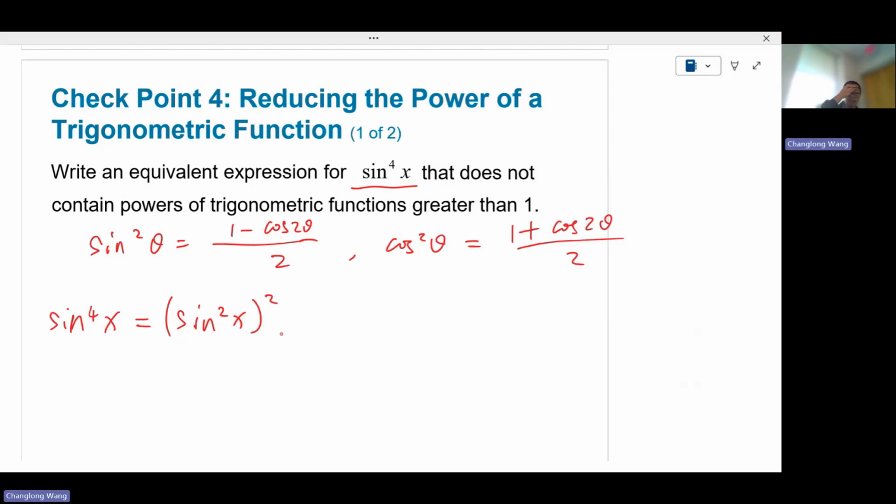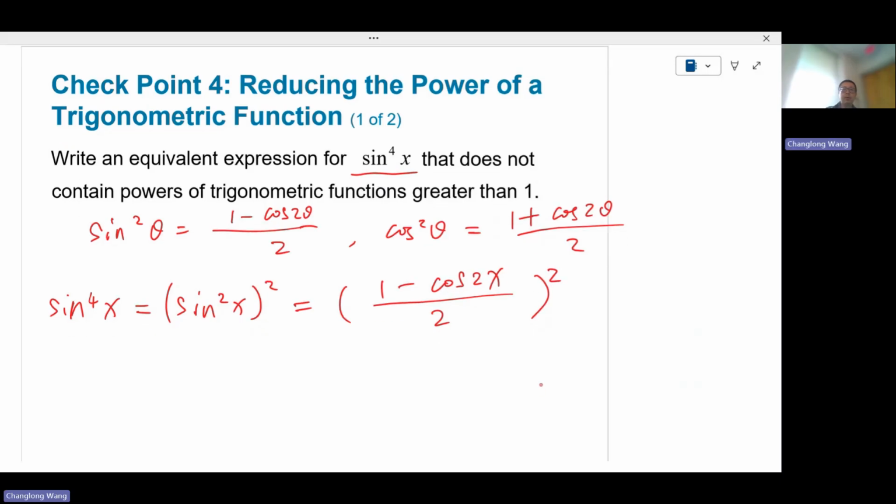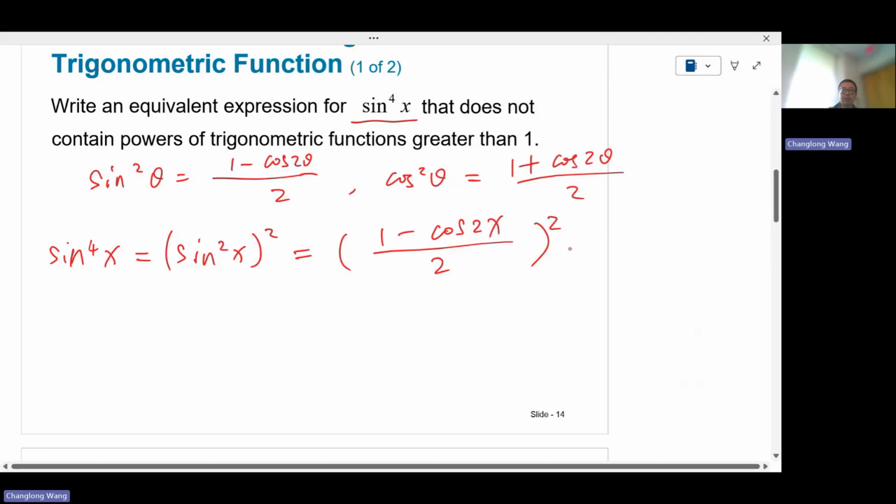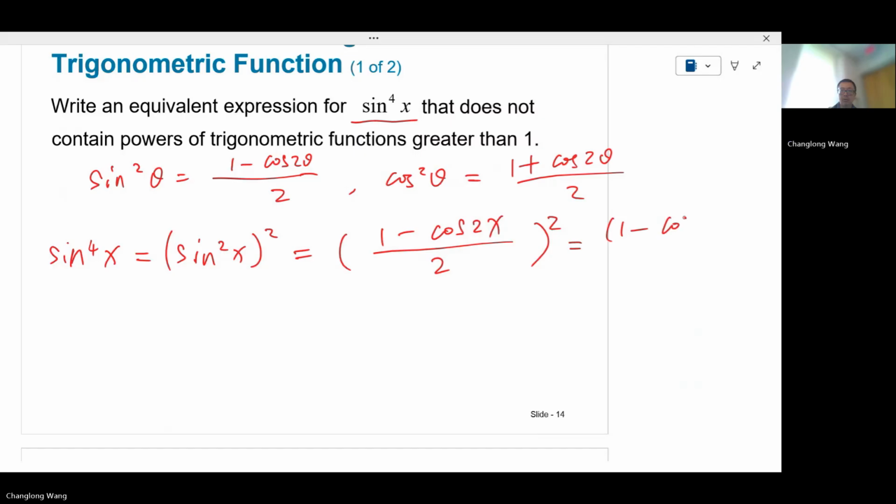Okay, because squaring sine squared is going to get you the sine to the fourth. So then what is sine squared? Reduce the power, you get a 2 on the denominator, right? 1 minus cosine 2x. Since I'm dealing with x, I'm going to square the whole thing. Now, squaring the fraction is equivalent to just squaring the numerator, right? So you get (1 minus cosine 2x) squared over the square of 2, which is 4.